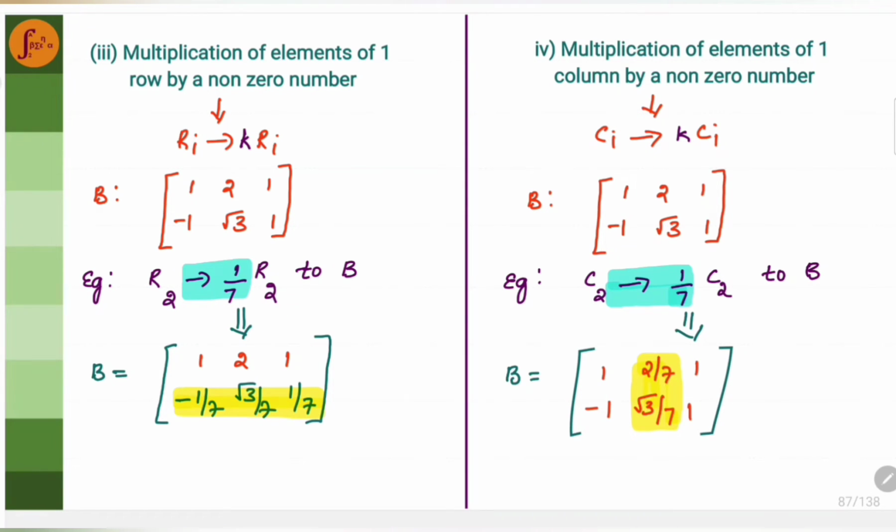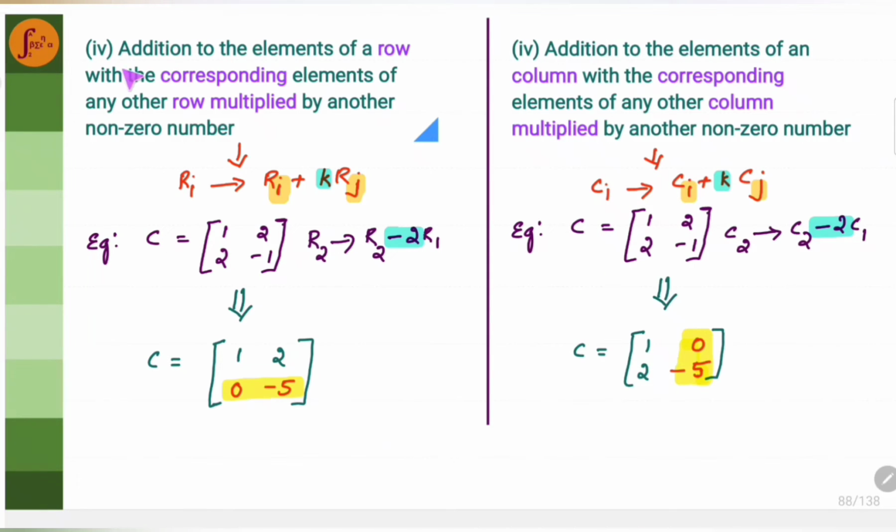Similarly, you can do the scalar multiplication with columns. You can pick a column, say the second column in this case, and multiply its elements with 1 by 7. So this will become 2 into 1 by 7, which is 2 by 7, root 3 into 1 by 7, which is root 3 by 7.